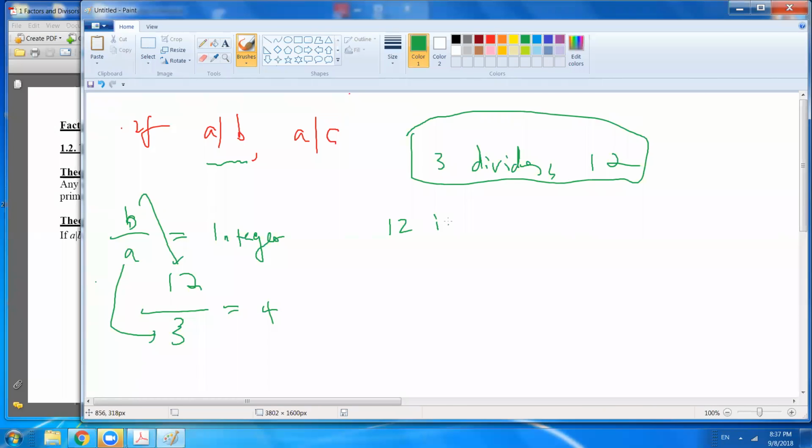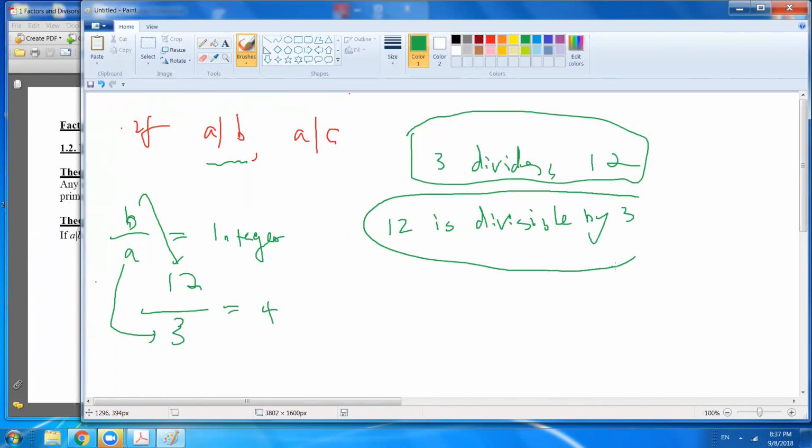And also you see this: 12 is divisible by 3, okay? And this means the same thing. They all mean the same thing. And do you see that? Yeah. And this is a number theory theorem. Is that clear now? Is that clear? The three things mean the same.